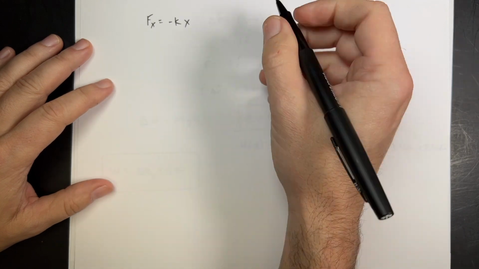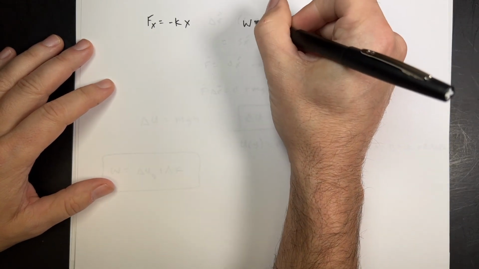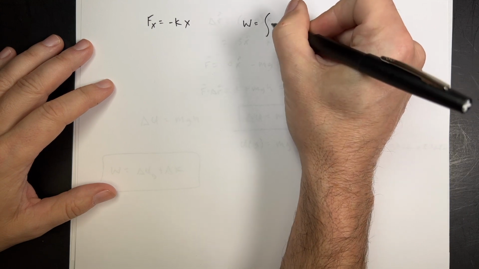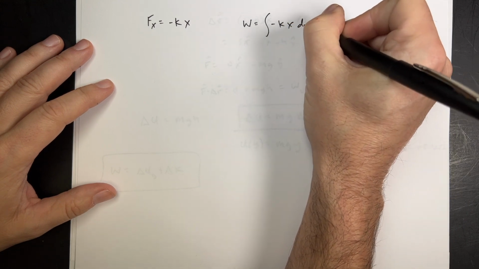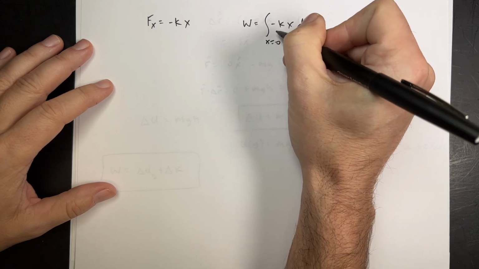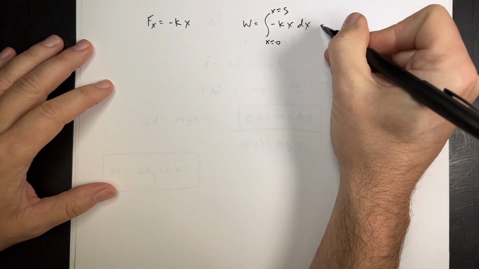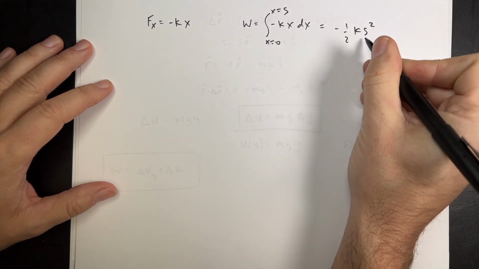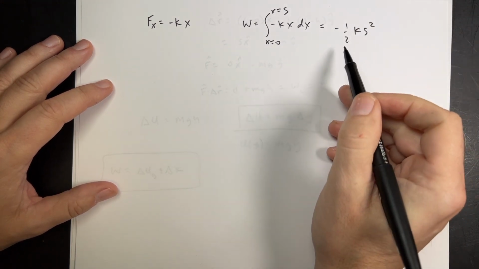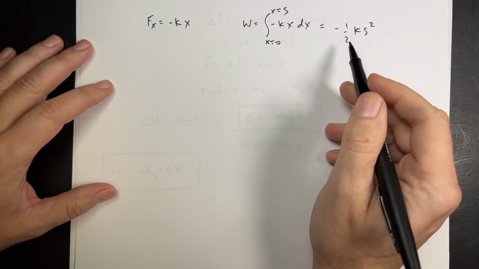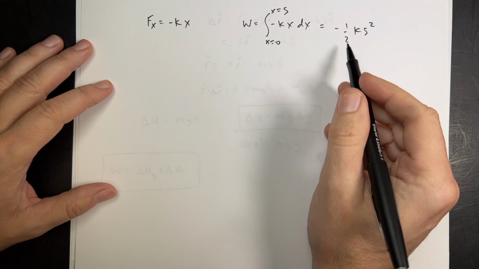And so we did the work done by a spring. We said that work is going to be equal to the integral of negative kx dx, say from x equals 0 to x equals s, and we got negative 1/2 k s squared, where that's the stretch. Now, I'm not going to show you this, but it does turn out that it doesn't matter what path you take.